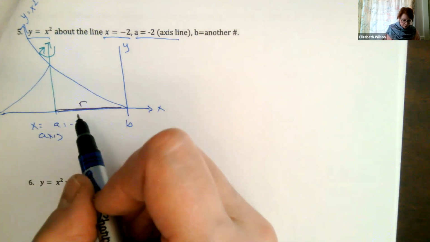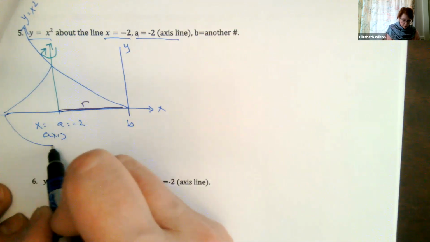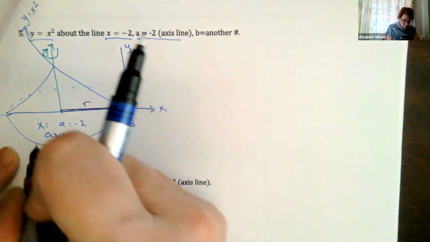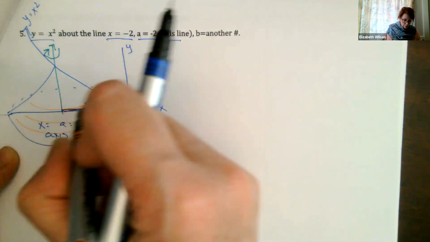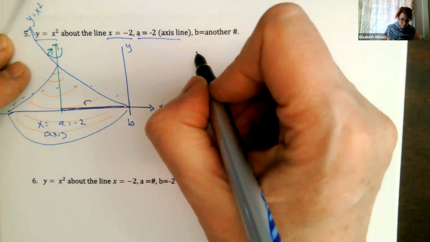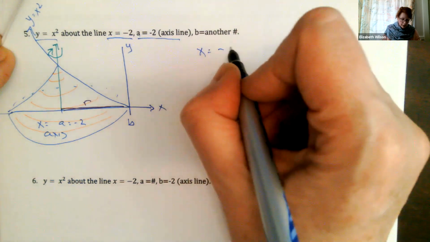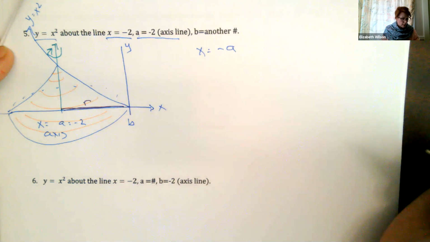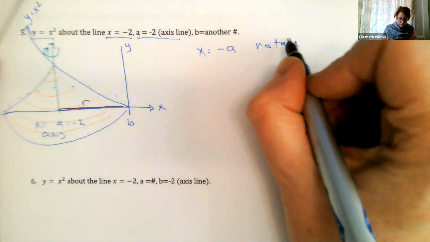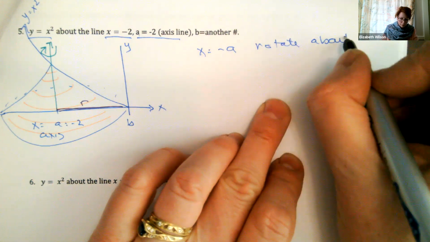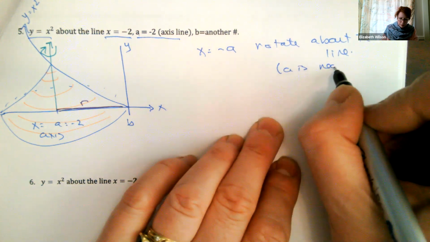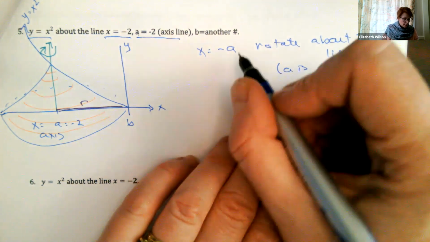I'm going to be taking this as I rotate it around. So this is going to look like this as I go around. So I'm going to go x is equal to minus a. A is negative, okay? So we're going to rotate about this line. It's really x equals a, but a is negative.